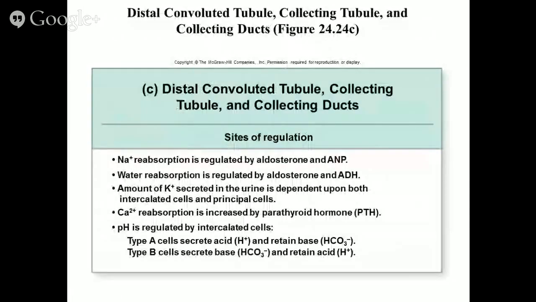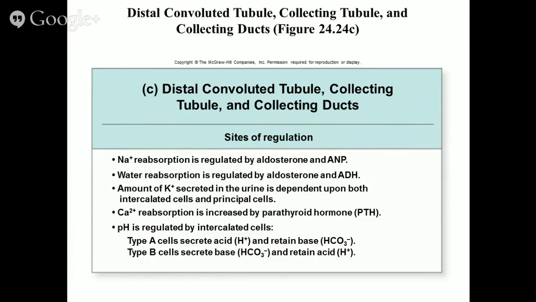And then the last slide is just talking about the distal convoluted tubule, the collecting tubule, and the collecting ducts. This is a site of extreme regulation. A lot of secretion can take place here at the DCT specifically, and the collecting tubule. Sodium can get reabsorbed. That can happen because of aldosterone and ANP. Remember, aldosterone leads to sodium reabsorption back into the blood. Wherever sodium goes, water follows.